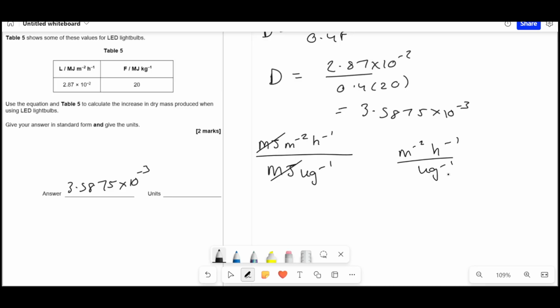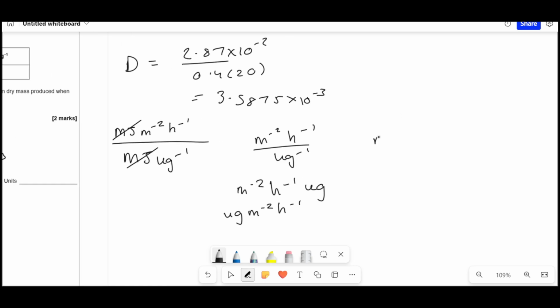What that means is per kilogram. There are no kilograms in the top, so that's kilogram to the 0. If you're dividing by minus 1, you're adding the power, so it's m to the minus 2, h to the minus 1, kilograms. But you've always got to put the one that's not per first, so it's kilograms, m to the minus 2, h to the minus 1.